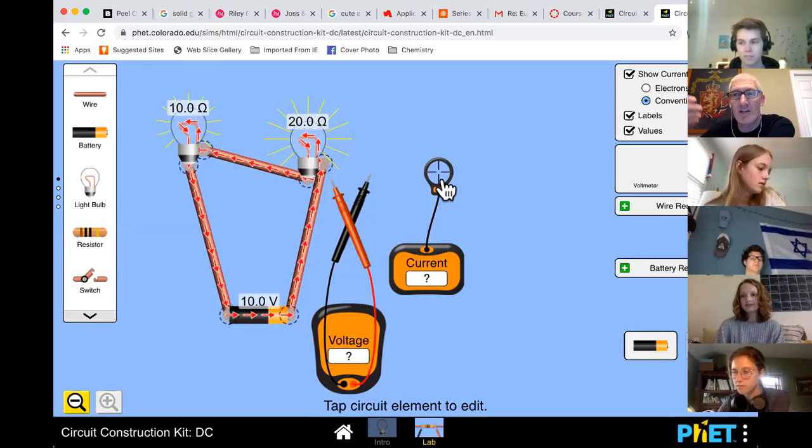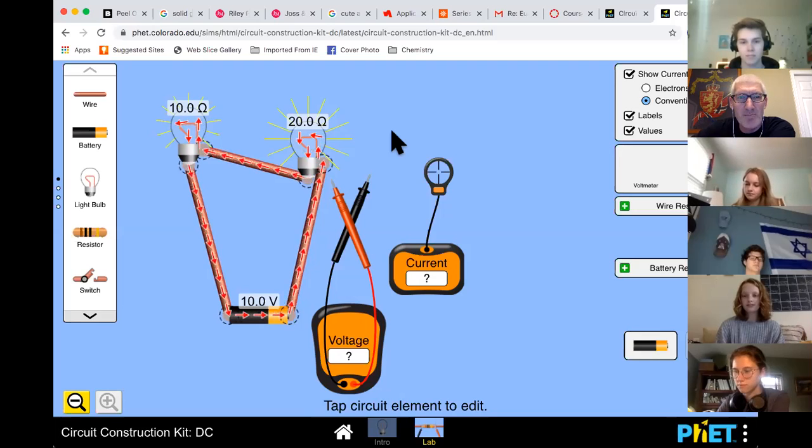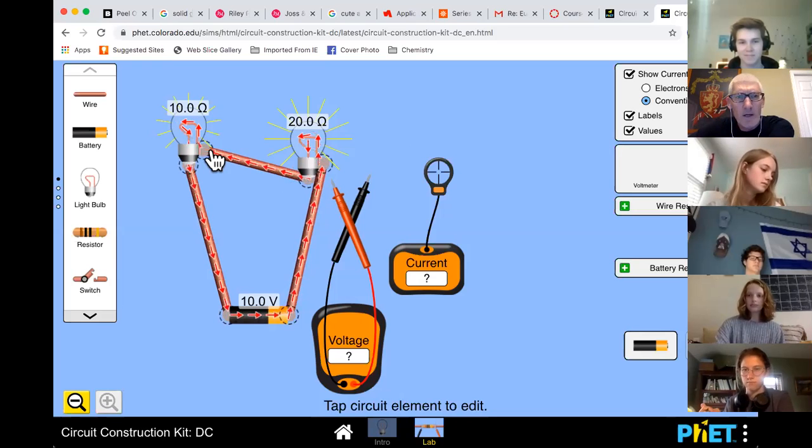I'm going to write this down. I'll switch screens in a minute. But the current is the same everywhere. And that's a really big idea. So it didn't matter that I had different resistances here, right? The amount of charge flowing per second is the exact same anywhere. Now I could play around with these numbers just a little bit.